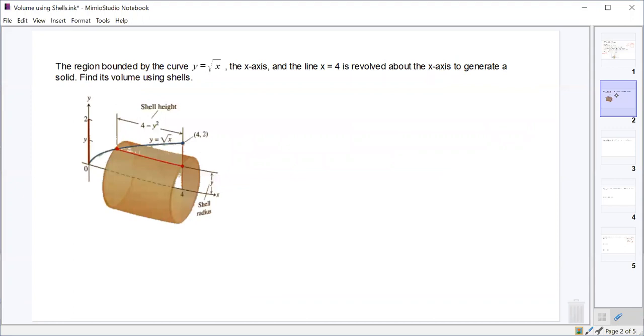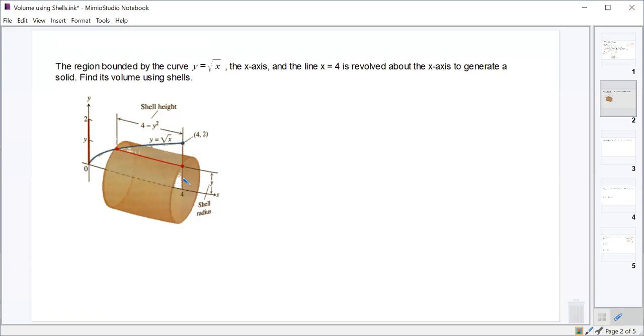I've stolen this picture from the book, so it's already going to give you the information about what the radius and what the height is. But I feel like this picture is a better drawing than I could possibly ever do, so maybe it'll help you get an idea of what these shells look like if you were still struggling visualizing. So we've taken the region bounded by the curve y equals root x, the x-axis, and the line x equals 4. They've got this projecting out at you a little bit, and they revolved it around the x-axis to make a solid. And we want to find the volume using shells.